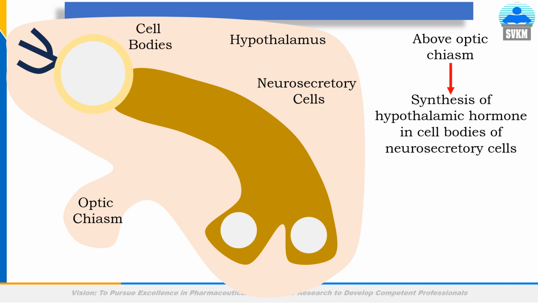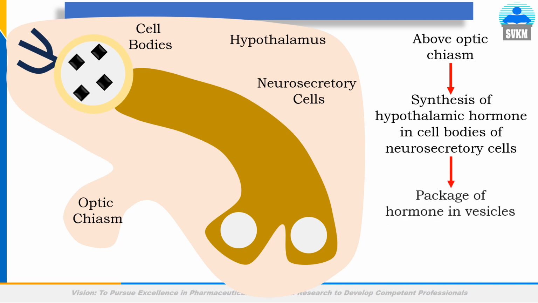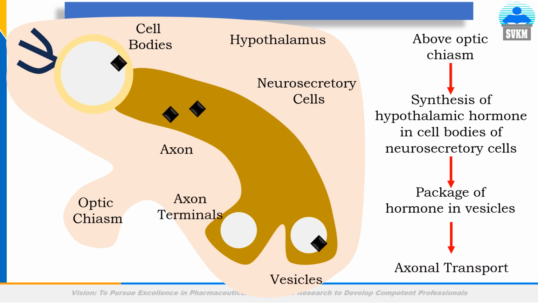These neurosecretory cells synthesize the hypothalamic hormone, whether it is an inhibiting or a releasing hormone, basically in the cell bodies of the neurosecretory cells, and they are packaged into vesicles in the cell bodies. From the cell bodies, through the axon transport system, it comes into the axon terminals, where it is stored in the vesicles.